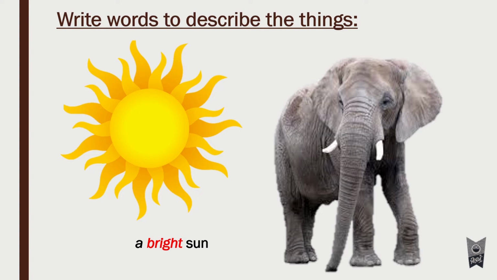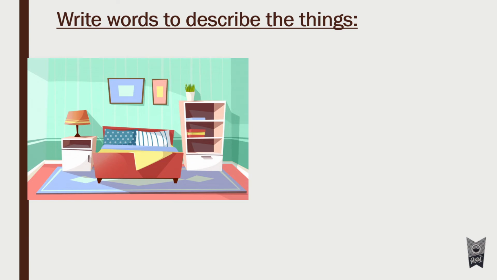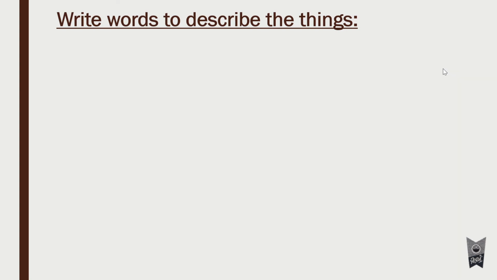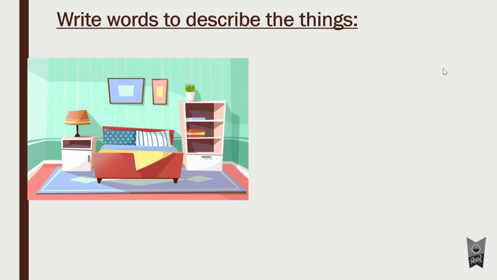Okay, let's take a look. Yes, you're right. Now next, actually, I'm unable to see this over here. So there are a few words which we have used: gray, big, huge. All these describe the elephant. Elephant is the naming word, the name of an animal. Okay. So let's take a look at the next picture.